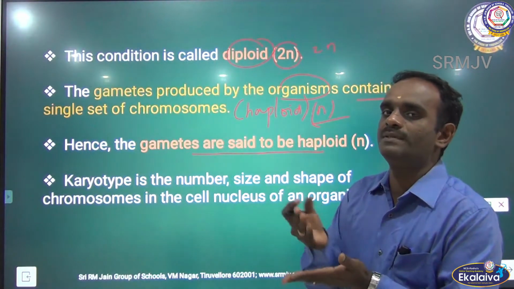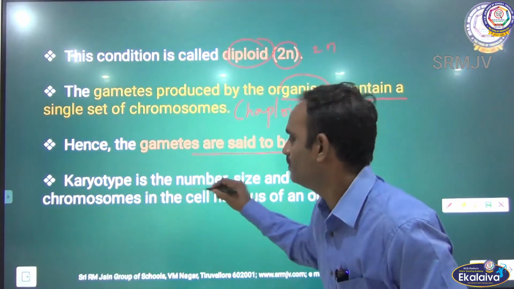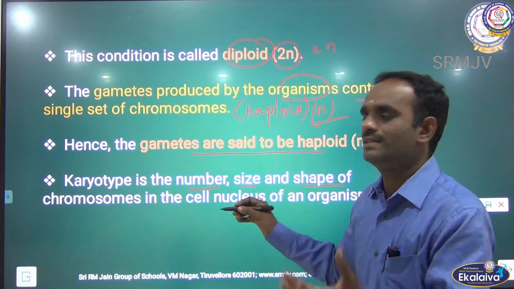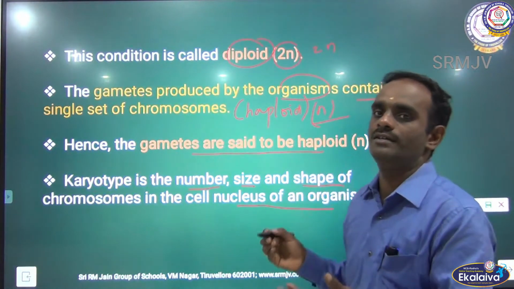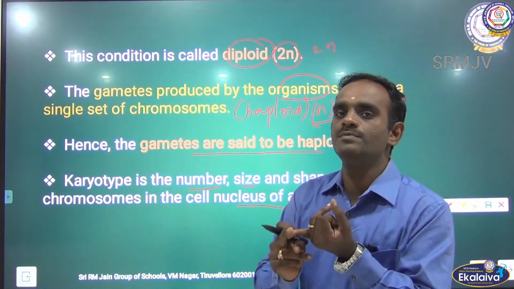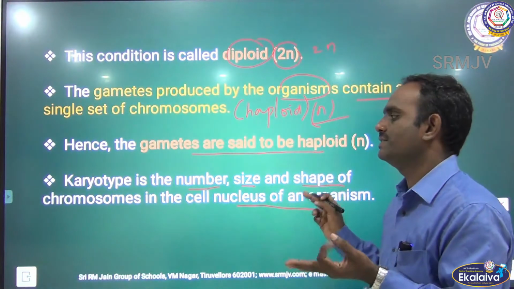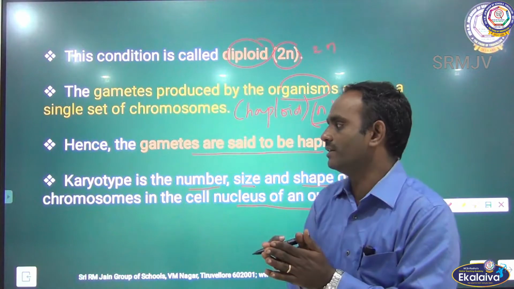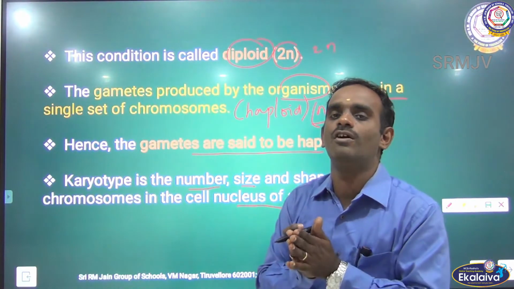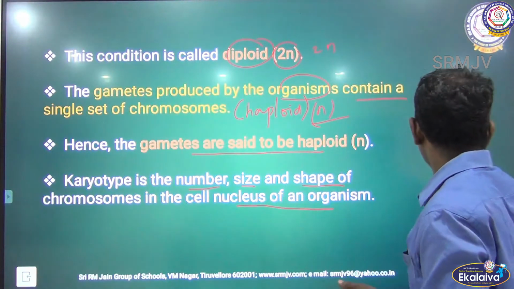Karyotype is nothing but the number, size and shape of chromosomes in the cell nucleus of an organism. So karyotype is the number of chromosomes, the size of chromosomes as well as the shape of the chromosomes all together.